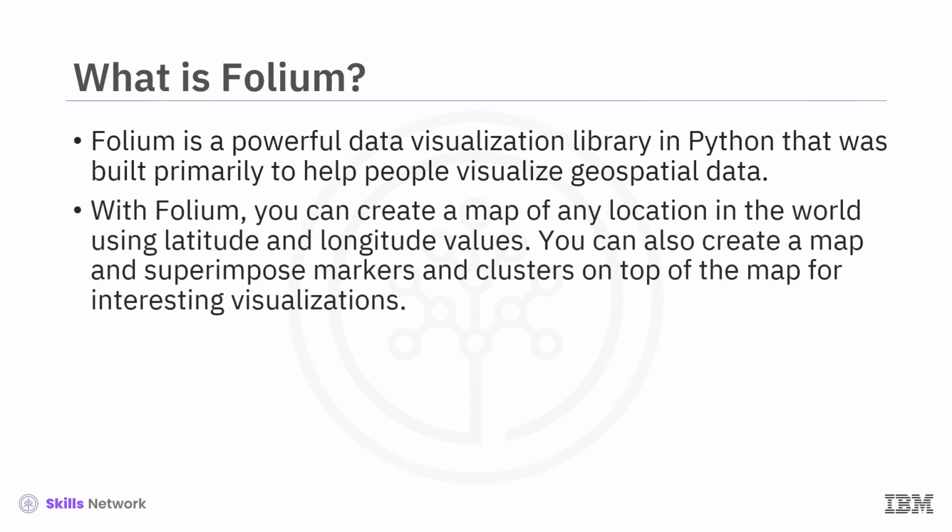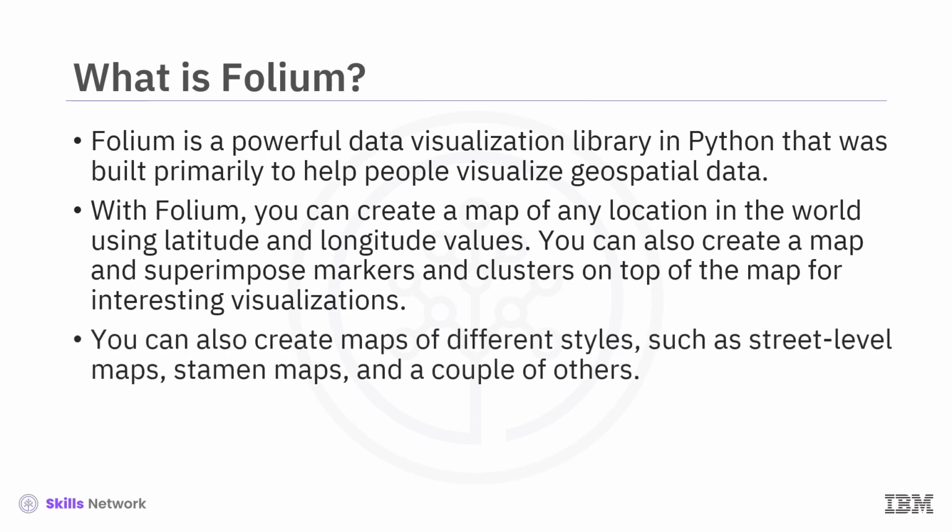With Folium, you can create a map of any location in the world using latitude and longitude values. You can also create a map and superimpose markers and clusters on top of the map for interesting visualizations. You can also create maps of different styles, such as street-level maps, stamen maps, and a couple of others which we will look into in just a moment.